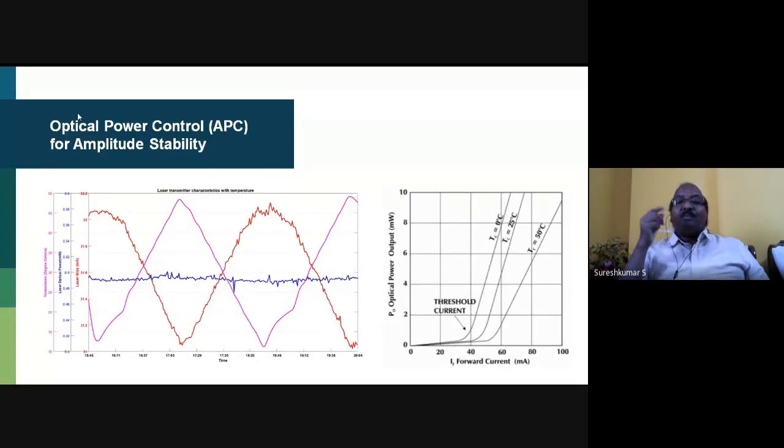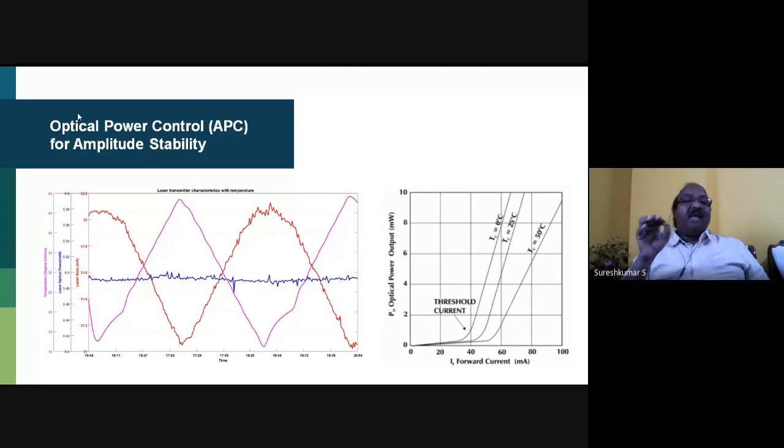When it goes to 50 degrees, you will operate at the third curve for the same 60 milliampere current, and the power is less than 2 milliwatt. So it is important to maintain a constant temperature of the laser at the transmitter, so that by having a constant temperature, you are ensuring constant output optical power from the laser diode.